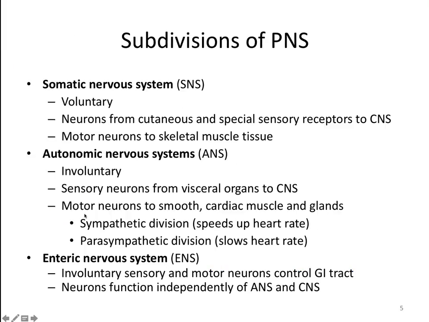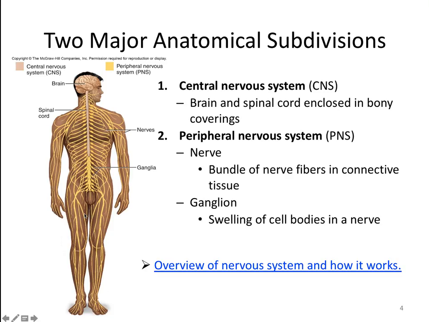So, as promised, here are the two major anatomical subdivisions of the nervous system. The central nervous system includes the brain and spinal cord, and those are, of course, enclosed in bony coverings. So the brain is encased in the cranium, and the spinal cord is housed in the tube that's formed by the stacked up vertebral foramina of your vertebrae in your spine. The peripheral nervous system consists of nerves. So a nerve is a bundle of nerve fibers, aka axons, that are surrounded by connective tissue.